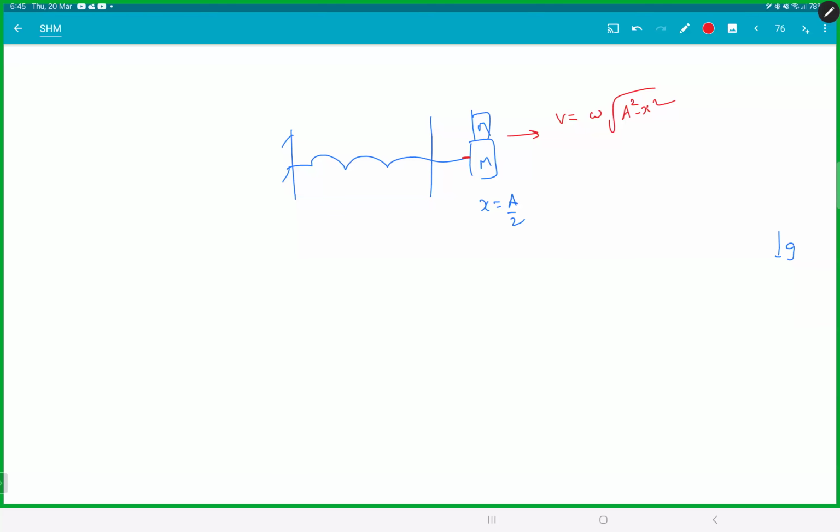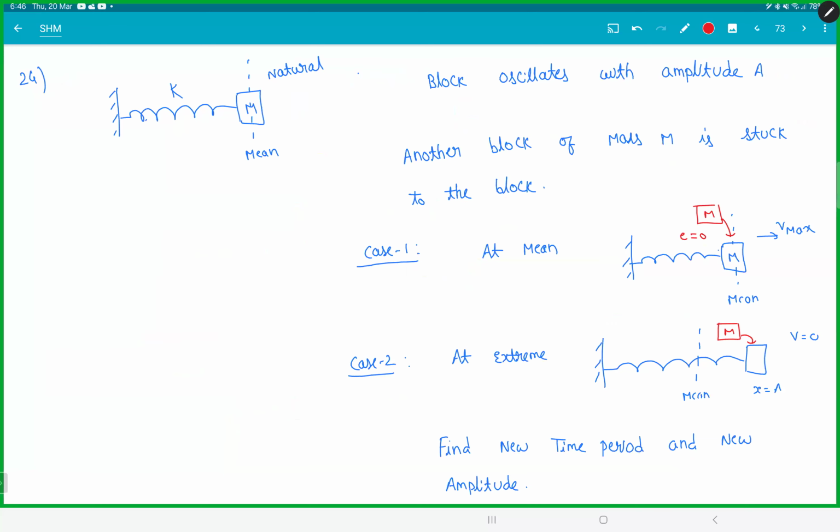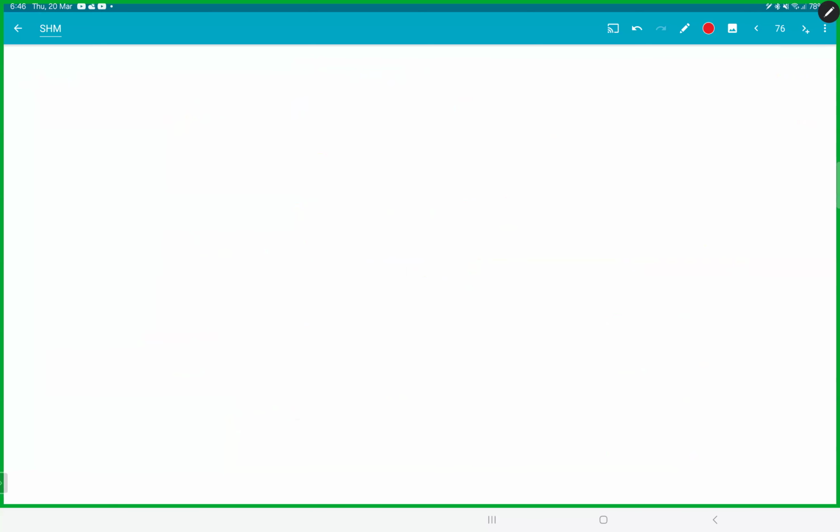Clear with that? And then you can conserve energy after sticking and then solve the problem. So momentum can still be conserved approximately just before and just after sticking. Is that clear, everyone? So that is how you do it in case you're getting stuck somewhere in the middle. Every time they won't ask you just the extreme, those standard cases. They can ask you even in the middle also.